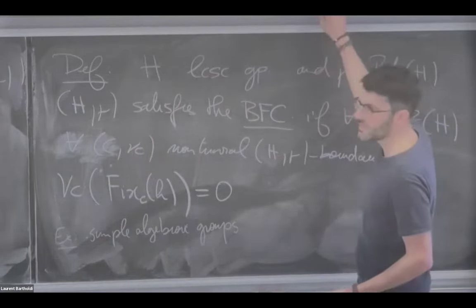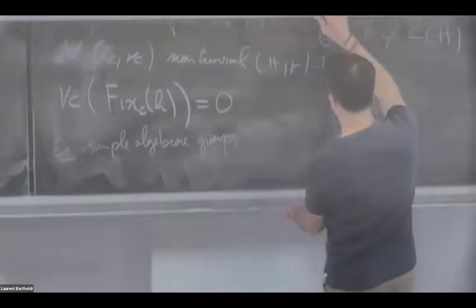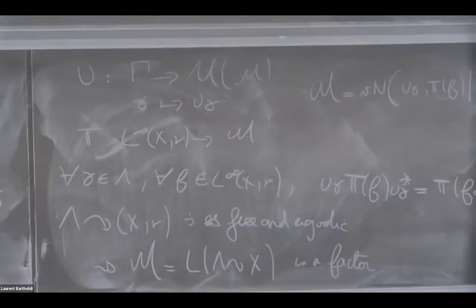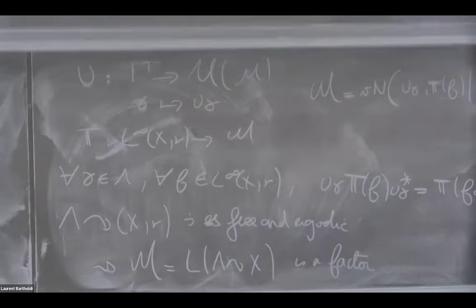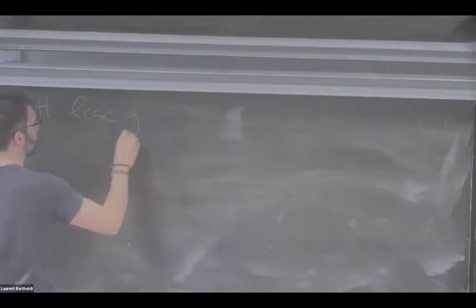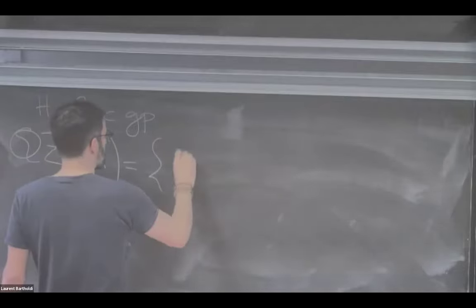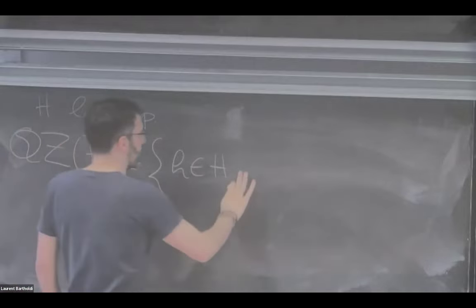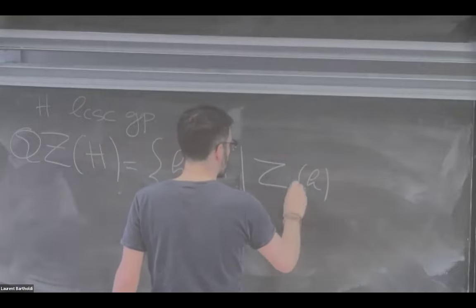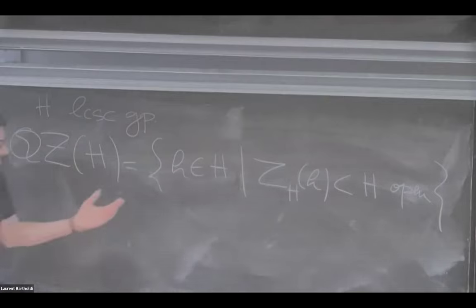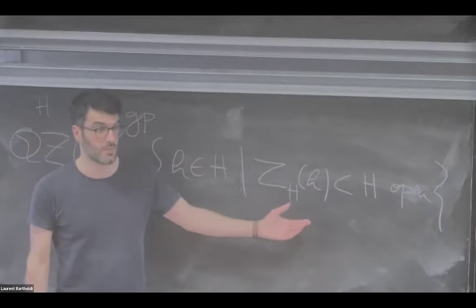The other notion that I need is more classical, really from group theory: the quasi-center of a topological group. What is the quasi-center? If you have a topological group H, the quasi-center of H is the set of elements h in H such that the centralizer of h in H is open. So these are the elements in the group whose centralizer is big, an open set.